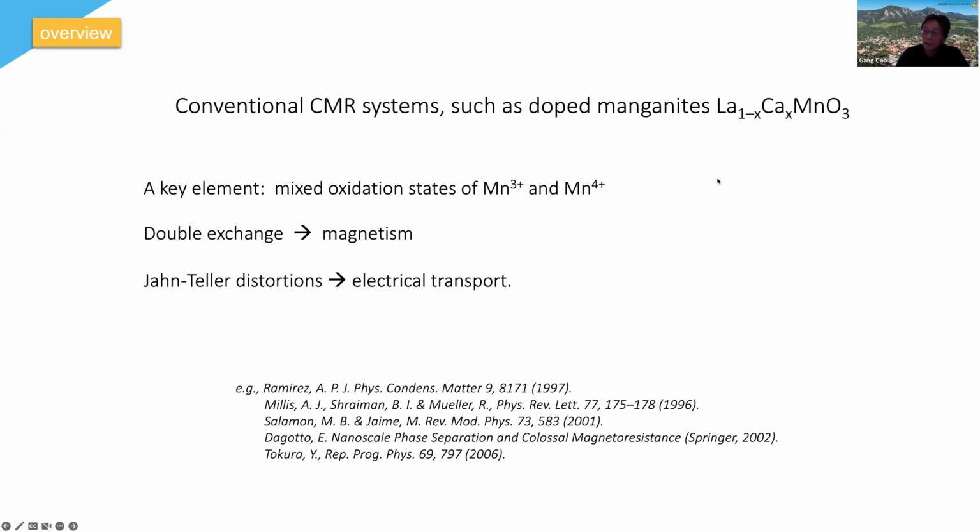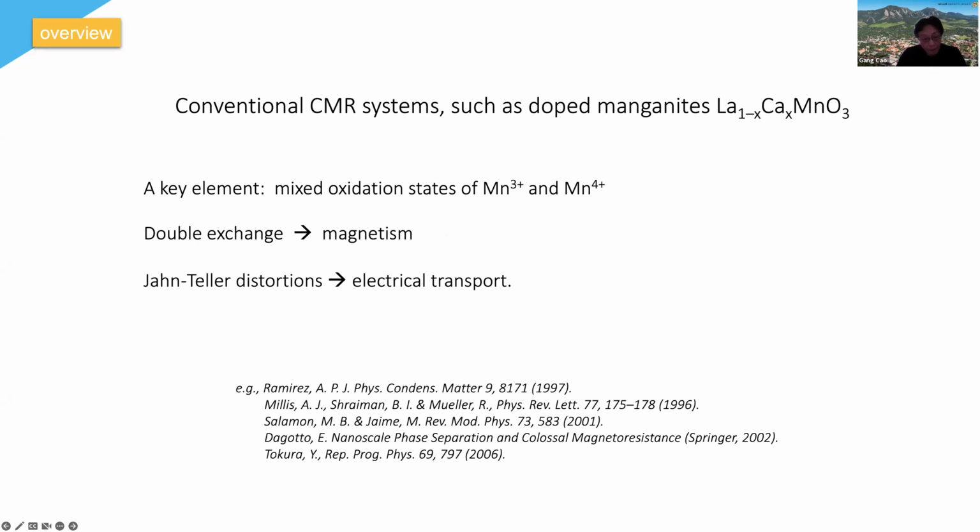The conventional colossal magnetoresistance normally happens in hole-doped manganites, for example this compound. The key element is that in these materials there are mixed valence states, in other words manganese 3+ and manganese 4+. These mixed valence states enable double exchange, and this double exchange controls magnetic properties. The other important element is the Jahn-Teller distortion, and this distortion dictates the transport properties. Of course, in these arguments we have more, for example phase separation and so on, but these are the two important elements in colossal magnetoresistance.